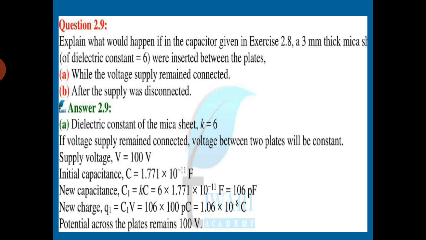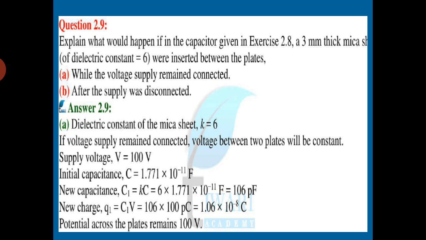Now what about the potential across the plates? It will remain the same, because no doubt with the insertion of the dielectric slab its potential decreases, but because there is still a battery in the circuit, the system will again acquire its maximum potential. So potential across the plates remains the same, that is 100 volts.